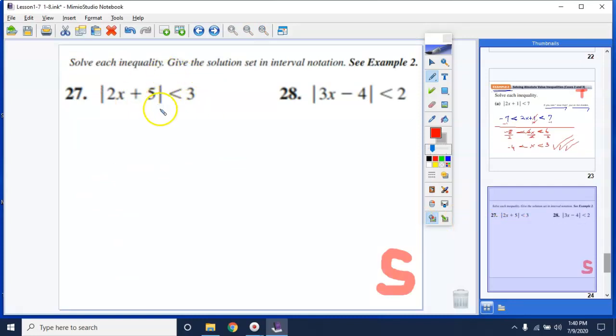Here, you're going to do the same thing, folks. It's less than, right? So put it in the middle. It should be between positive and negative. And just go ahead and move on. That's your turn, students. Stop the video and solve it, please.